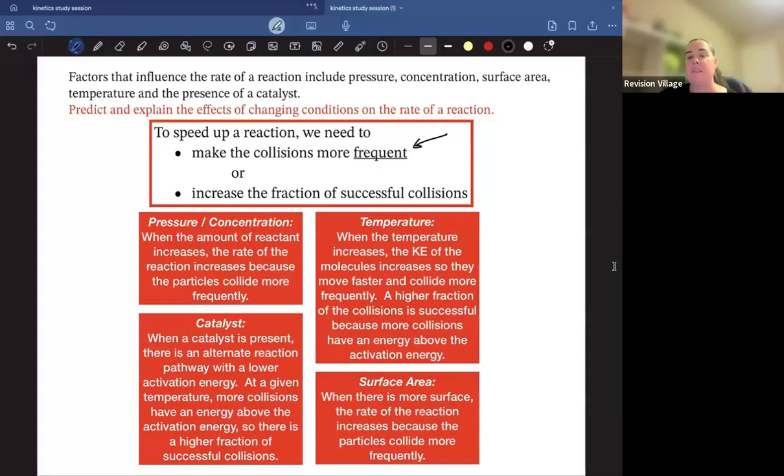Also, when you increase the temperature, more of the collisions will have enough energy to overcome the activation energy. So temperature helps us in 2 ways. It will increase the fraction of successful collisions, and it will increase the frequency of collisions. Finally, we can add a catalyst, and what a catalyst does is it provides an alternate pathway with a lower activation energy. If you lower the activation energy, then more molecules, when they collide, will be able to overcome it because it's easier.